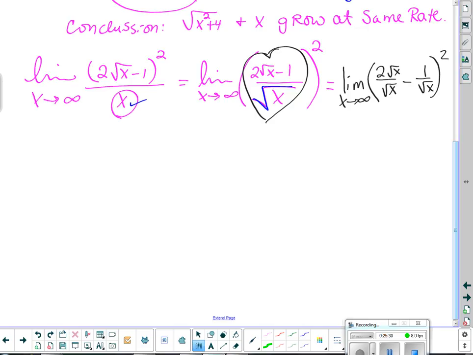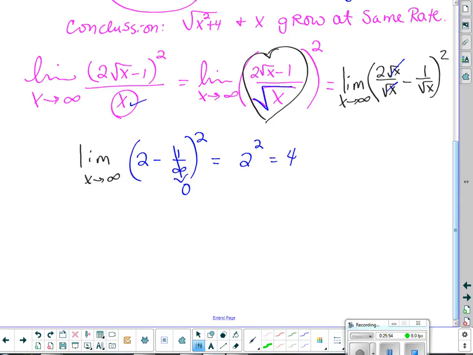Okay, evaluate that. The limit as x goes to infinity. Let's see, we can cancel, can't we? So we get a 2 minus 1 over infinity quantity squared. That makes 0. This is going to 0. So basically 2 squared makes 4. It is a number limit, isn't it? Therefore, they're growing at the same rate. So I know that 2 square root x minus 1 quantity squared and x grow at the same rate.